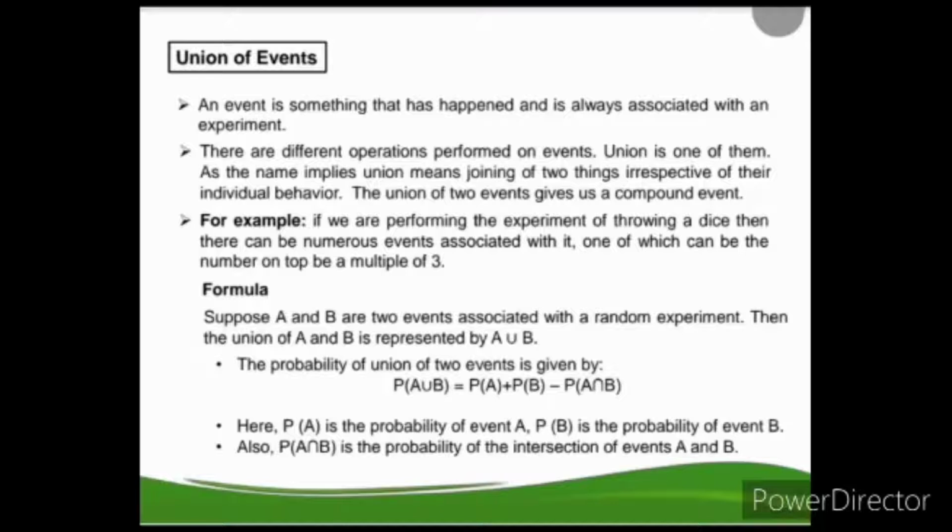The probability of the union of 2 events is given by P(A ∪ B) = P(A) + P(B) − P(A ∩ B). Here, P(A) is the probability of event A, while P(B) is the probability of event B. Also, P(A ∩ B) is the probability of the intersection of events A and B.